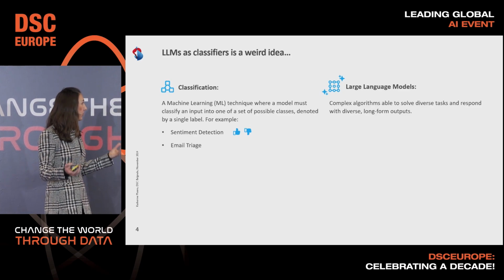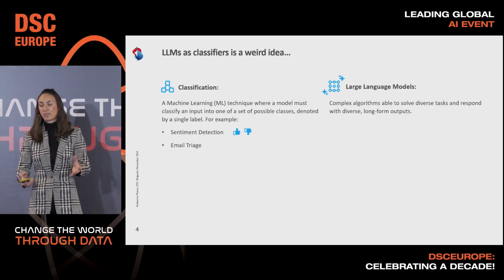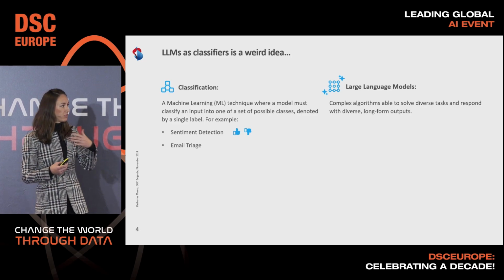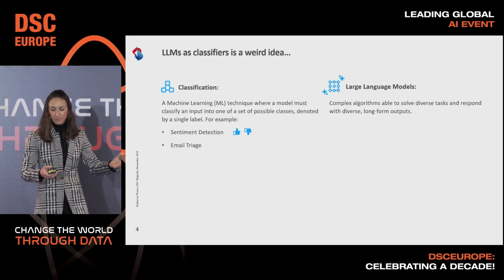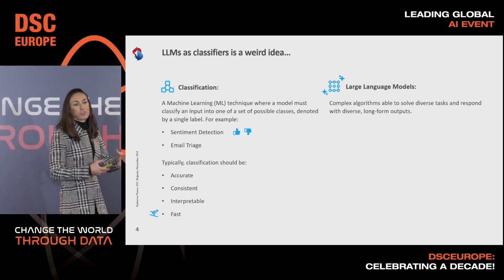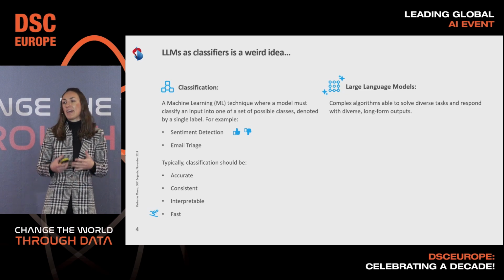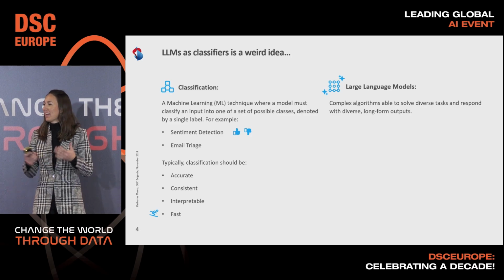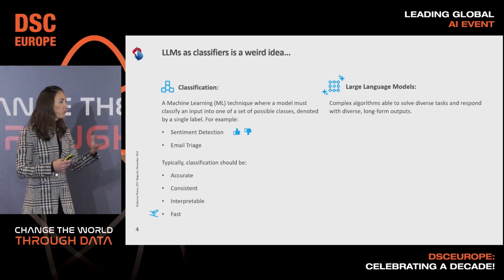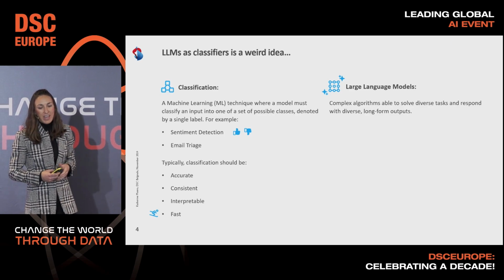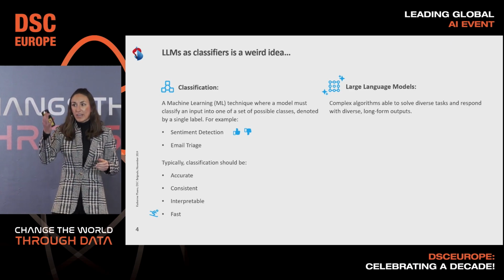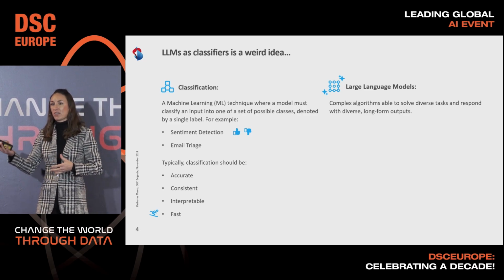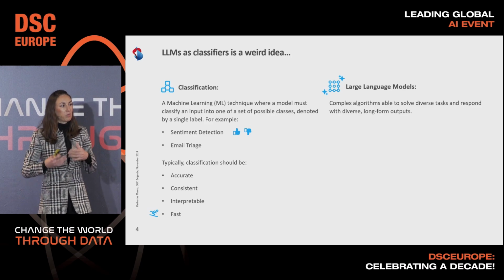Now, large language models, as we all know, these are complex algorithms. They're able to solve a lot of different kinds of tasks, and they usually have diverse and very long-form outputs. Classification, it's usually just one step in a bigger process, and because of that, it often has to be very fast, has to be accurate, has to be consistent, so the same sorts of inputs should get the same label out at the end, and often it needs to be interpretable, exactly for reasons of bias, for example. If something classifies someone as a high risk of reoffense, we need to know why.